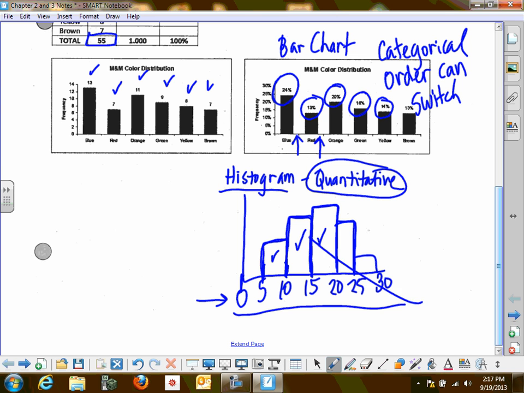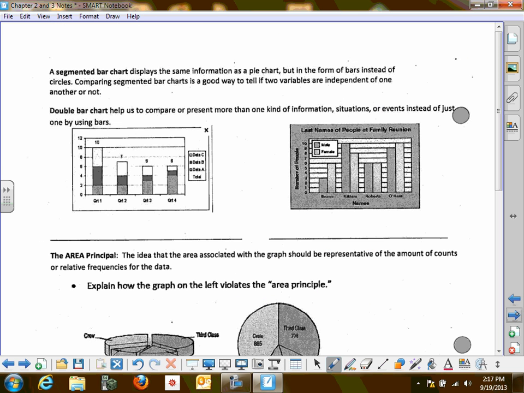We are not doing these this week, but I just want to plant that seed, because this is a common point of confusion that people may not realize, that there is a difference between a bar chart and a histogram. Okay, next. A segmented bar chart displays the same information as a pie chart. So you have all of those parts of a whole, totaled together. So this is segmented, stacked on top of each other.